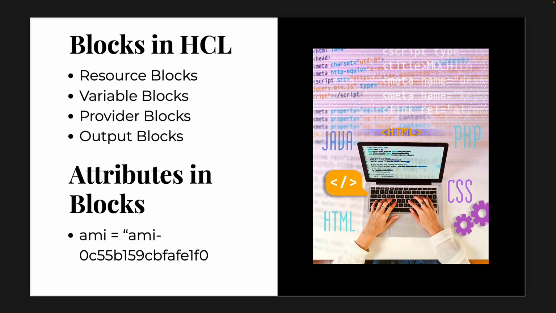Provider blocks specify the providers like AWS, Google Cloud, and their configuration. Output blocks define the outputs from the Terraform execution.